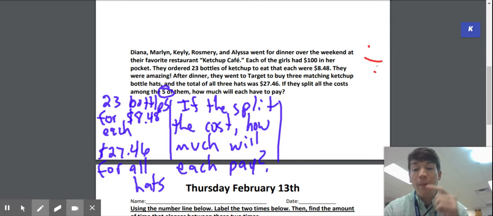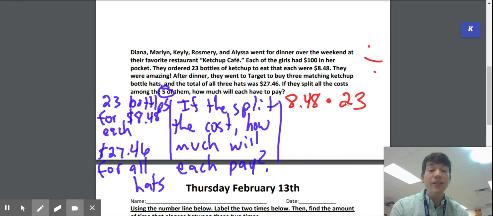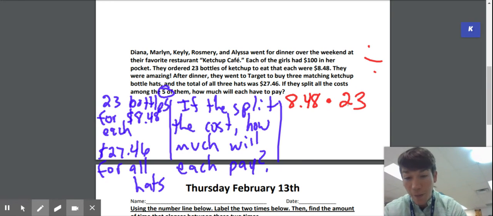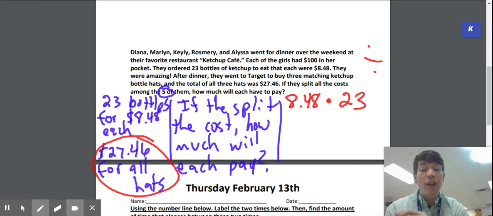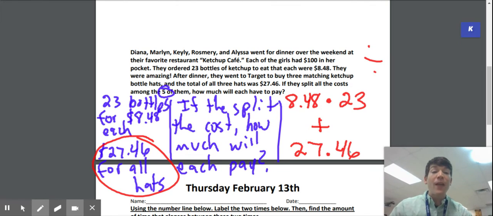Well, what I know is they bought 23 bottles of ketchup for $8.48 each. So the first thing I'm going to do is I'm going to do $8.48 times 23. That's going to tell me how much the ketchup was. Now, to that number, I need to add how much they spent for the hats. Now, they spent $27.46 for all the hats, not just one hat. So I'm going to add to whatever this is the cost of the hats. That is going to tell me how much they spent in total.